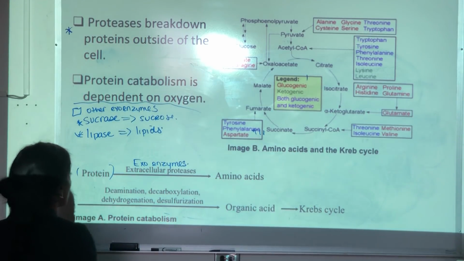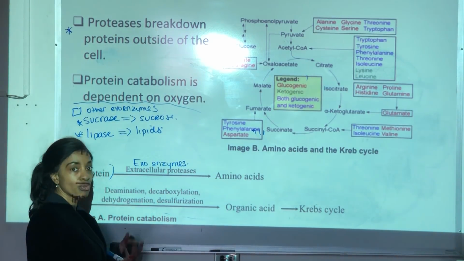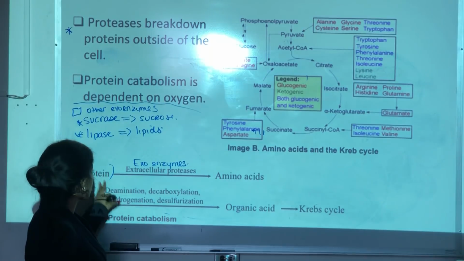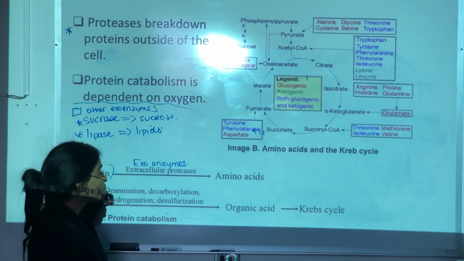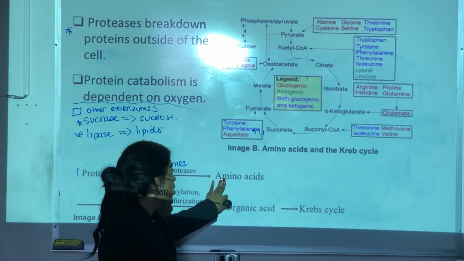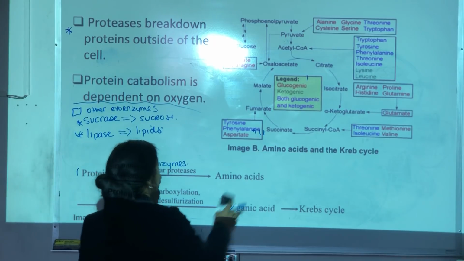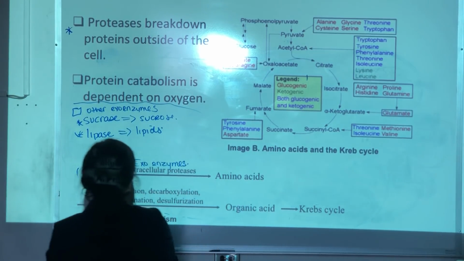For proteins, these are broken down outside the cell. Let's say if we have peptone or beef extract, which is high in protein, they will get broken down outside the cell, and the amino acids will enter the cell. Right?